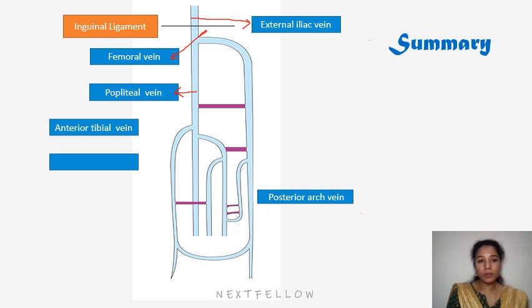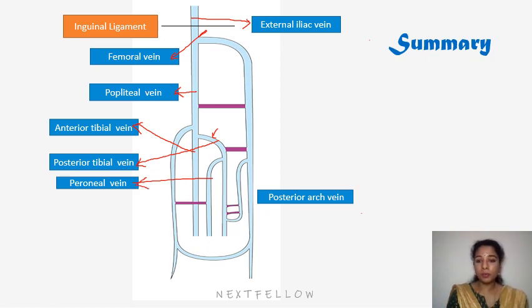And then the popliteal vein, it is formed mainly by joining of the anterior and posterior tibial veins. So this one is the anterior tibial vein, and this one is the posterior tibial vein. So this is the posterior tibial vein. Then lateral compartment veins are called peroneal veins. This is the peroneal vein. So this is how they are all drained into the popliteal vein. So these are the deep veins.